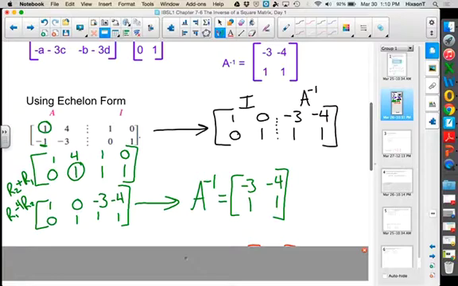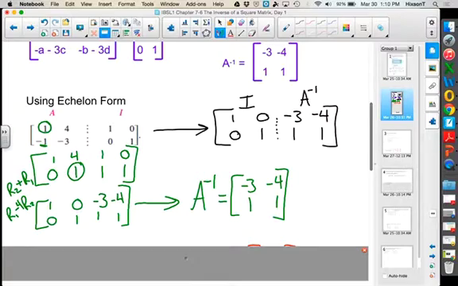Will you have us be doing both methods on the quiz tomorrow? No, I'm just going to tell you to get the inverse. So you can use whichever method you want. It's going to be one inverse. You'll have to just come and find out.